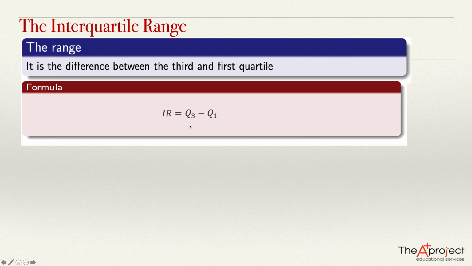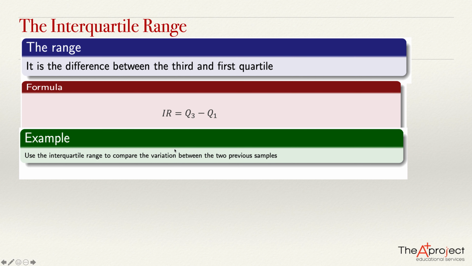So if we want to use this as an example, in the previous two samples of the filling machine bottles, what you are going to see is a little more work, but also simple. So let's solve this problem. Let's compare the two machines by using this measure of dispersion.